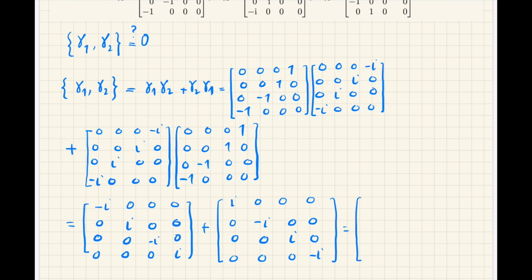When I add them, you see that this one will cancel that one, this one will cancel this one, and finally this one will cancel this one. So I will get 0, 0, 0 everywhere. Yes? And that is the zero matrix. So I was able to show that these two matrices anti-commute. You can show this for gamma 1 and gamma 3, and you should also show this for gamma 2 and gamma 3. But that would be exactly the case. Okay? Now we go to the next problem.